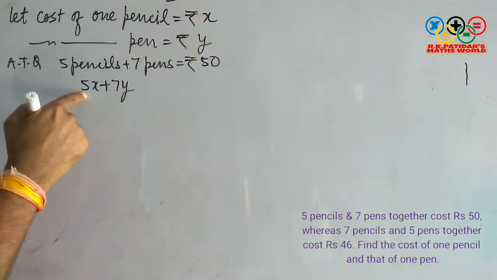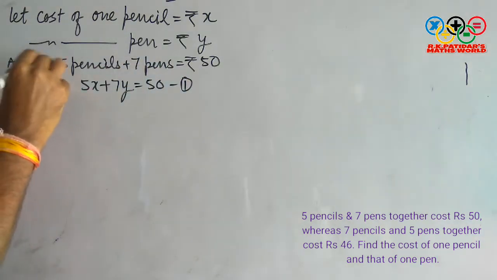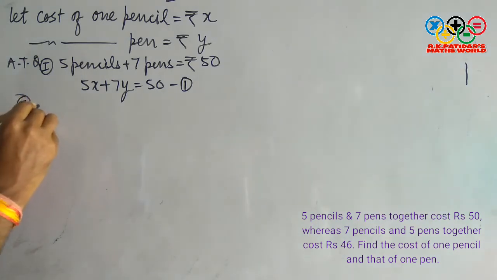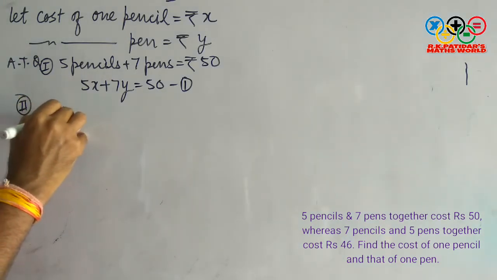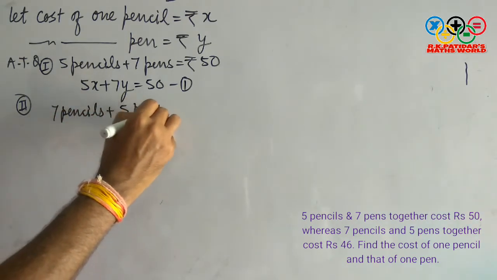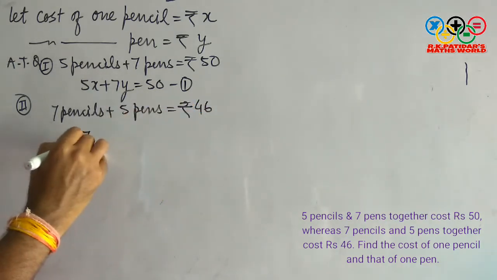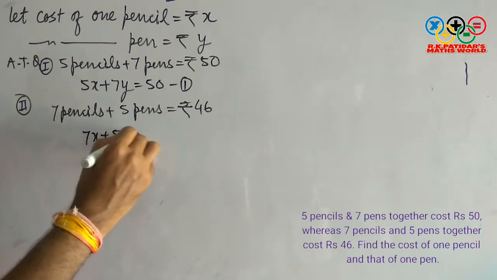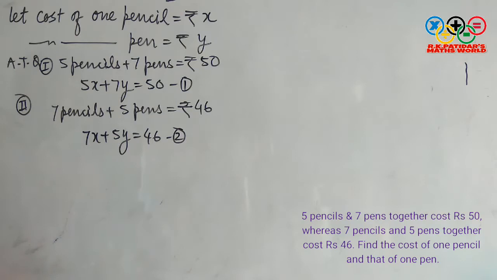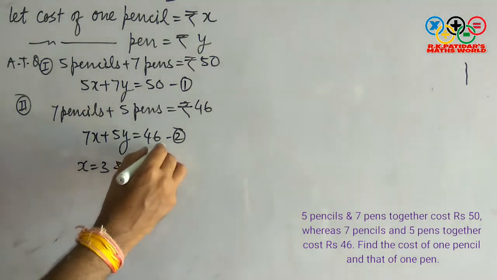एक पेंसिल x रुपीज की है तो 5x की हो जाएगी. ये फर्स्ट इक्वेशन हो गई. सेकंड कंडीशन इज व्हाट? It is given that 7 pencils plus 5 pens cost rupees 46. So 7x plus 5y is equal to 46. Equation number 2. We will solve these equations by any method. You will get x is equal to 3 and y is equal to 5.